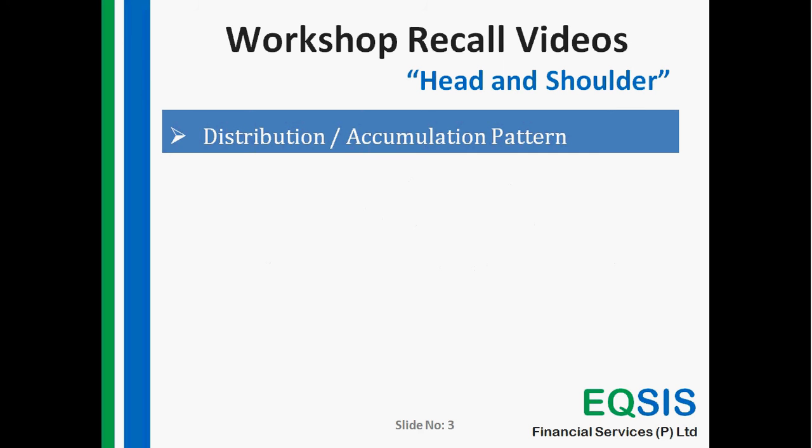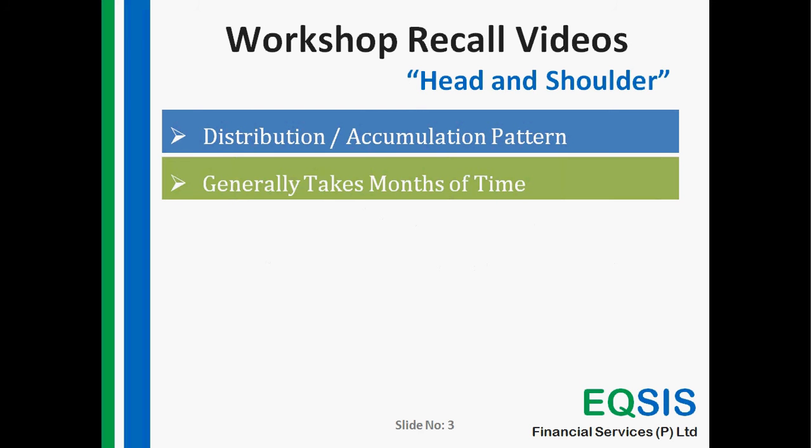Number one, it is a distribution or accumulation pattern. See, price patterns are not just graphical representations. The graphical representation makes things as easy as possible to identify, but the logic behind the screen is the distribution and accumulation pattern, because we can recognize what's happening behind the screen. As far as head and shoulder is concerned, it takes months, because distribution or accumulation doesn't happen overnight. It takes a longer time, and only then does it show some significance.